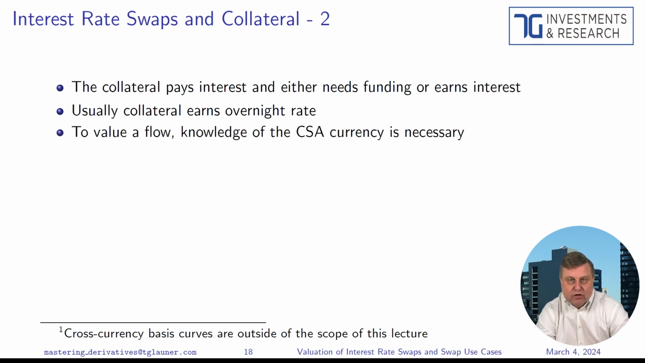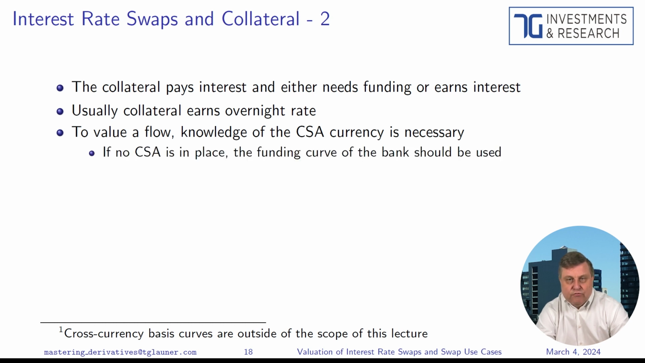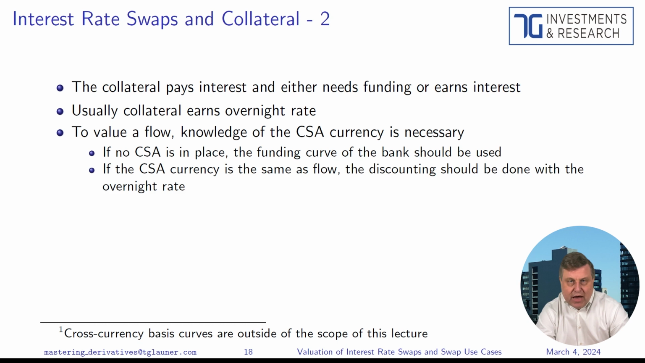To accurately value these swap flows, one must apply mathematical rigor and consider what currency the collateral is denominated in. If no CSA, the collateral support annex, is in place, then typically the bank's funding curve is used for discounting purposes. If your CSA matches the currency of your flow, say you have a USD denominated flow with USD collateral, you would discount using SOFR, as SOFR is the interest rate earned on the collateral.